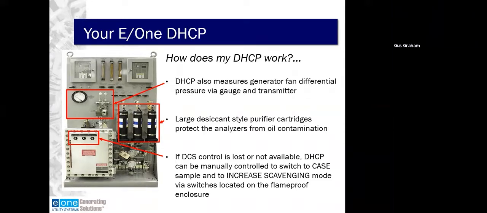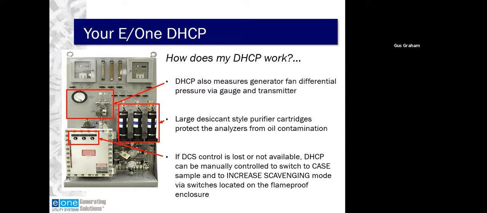The DHCP has large desiccant-style purifier cartridges, one on the turbine-end sample line, one on the case sample line, and one on the collector-end sample line. This ensures to protect the analyzers from oil contamination. We're sampling from the seal drain enlargement tanks. So that's an oil source. The opportunity exists for some oil vapors to be brought in or droplets, and that could cause an issue with the reading of the analyzer and needs to be attended to, and the filters will protect the analyzer from that.